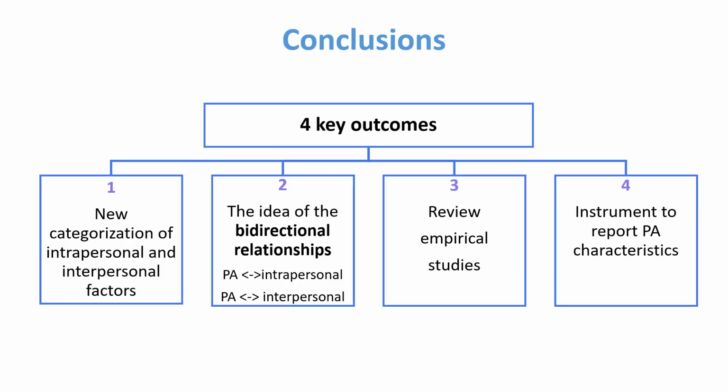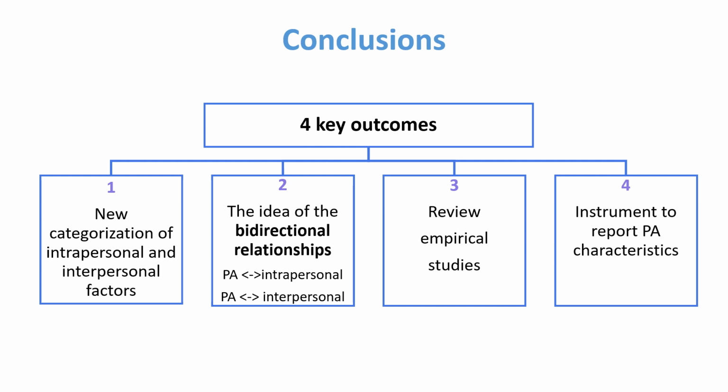So what are the main conclusions that we think you could extract from our review? That would be 4. So the first is that our review contains a new categorization of intrapersonal and interpersonal factors that we believe is comprehensive and also better integrated than previous ones. The second one, and we believe this is key, is this idea of the bidirectional relationship between peer assessment and intrapersonal factors and peer assessment and interpersonal factors. It's crucial that we understand as researchers and teachers what it is that we are emphasizing in our interventions, and in that way interpret our results.